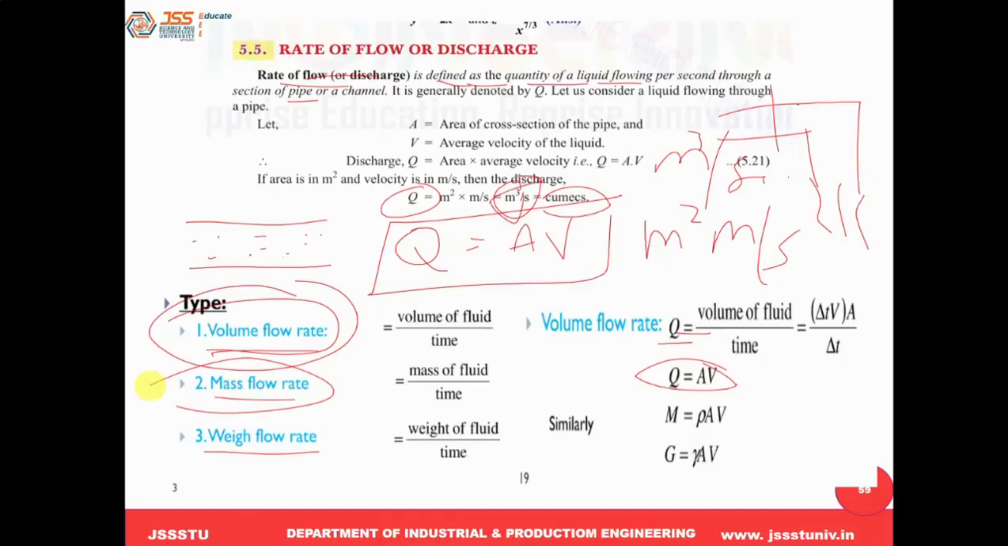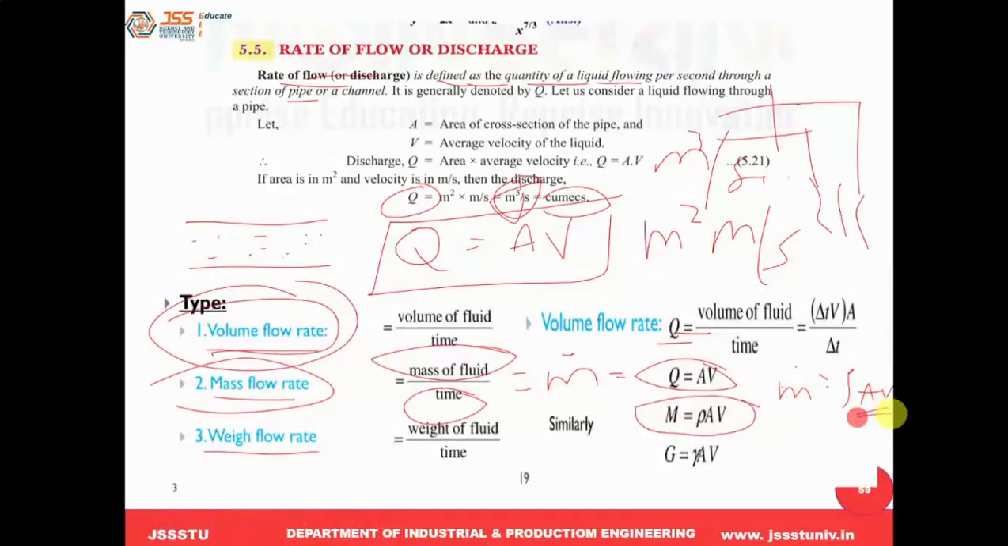We are going to measure how much mass of the fluid is flowing with respect to unit time, and that is called mass flow rate. It is denoted by m dot. So m dot is equal to rho multiplied by A into V. That means the relation is m dot equal to rho into A into V.